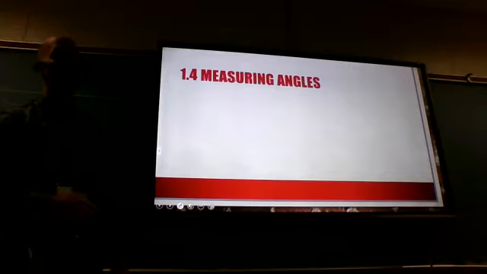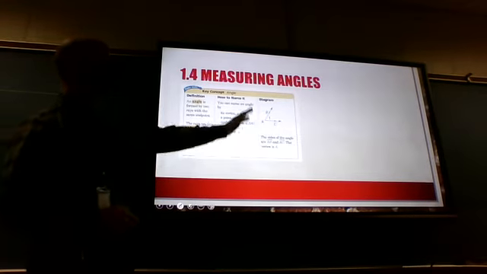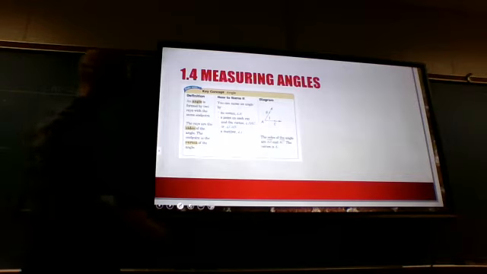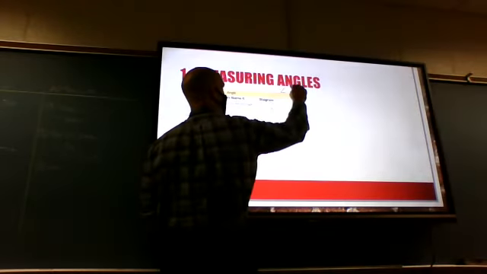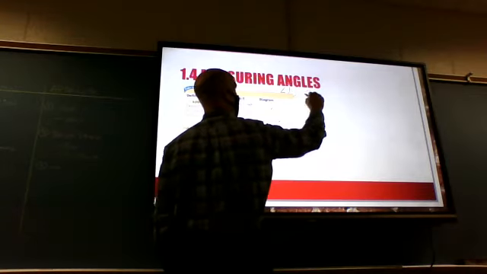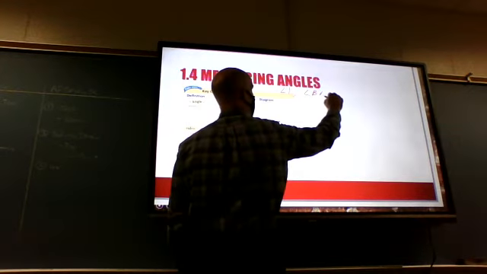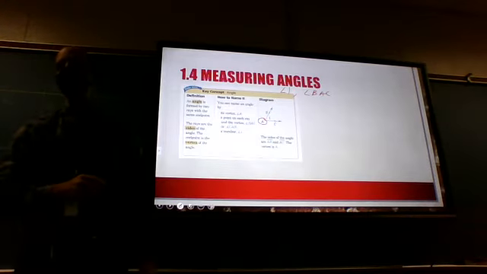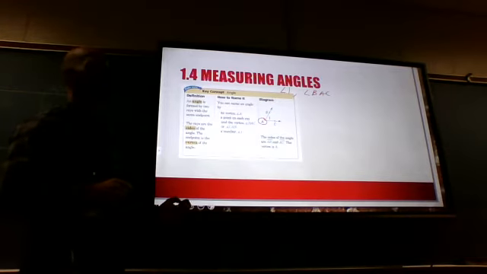Okay, measuring angles. So first of all, you've got to know what an angle is. This is an angle. What's the name of this angle? It's angle 1. And you could literally write angle 1. Or what's another name for that angle? Angle BAC. Now, you have to make sure that the A is in the middle because that's the vertex point, the common point.